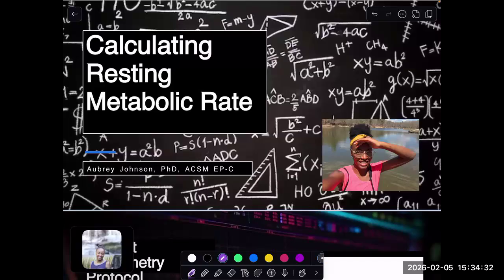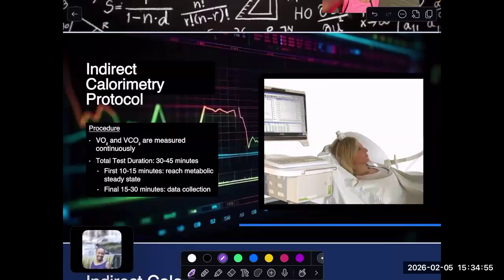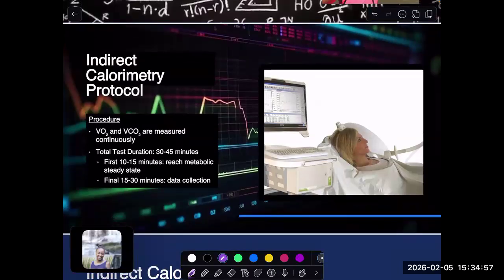So in the last video, we talked about resting metabolic rate, what it was, why it is, and some background behind it. But in this video, I'm doing my favorite thing ever, which is mathematics. So we're calculating resting metabolic rate using one, predictive equations, and two, data from an indirect calorimetry protocol. So we're going to start with, I guess, what can be considered the hardest thing, and then going on to the things that are easier, which are the predictive equations.